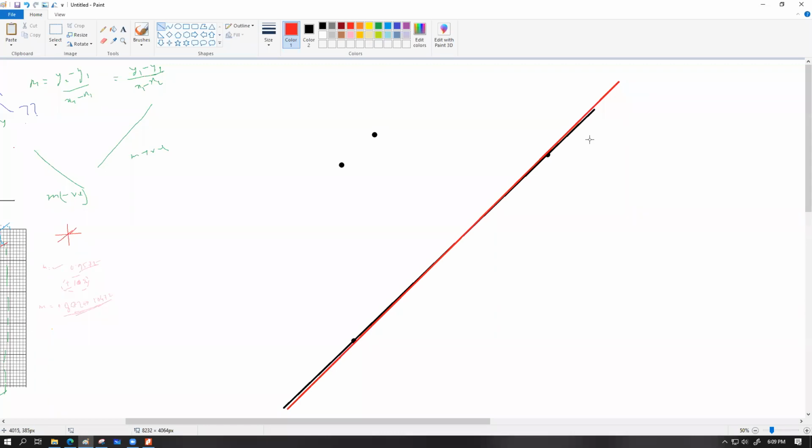The red line. The red one. The red one should do so.